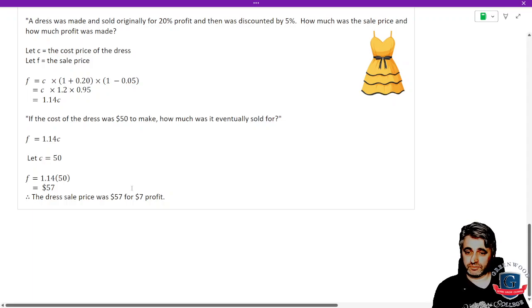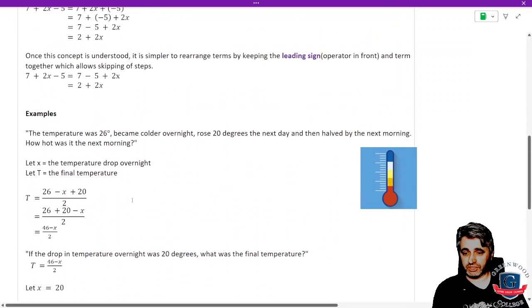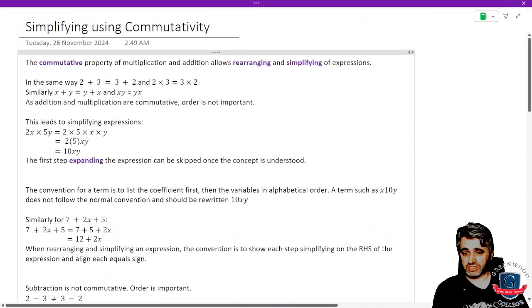So there you go, a bit of rearranging and simplifying algebraic expressions, and we're going to be doing lots of this, so this is just a little bit of an introduction.